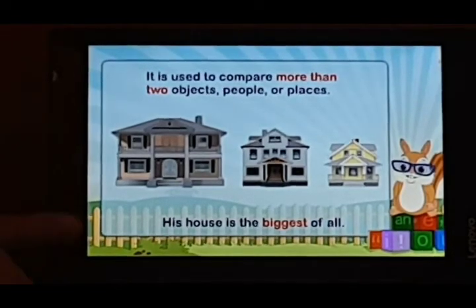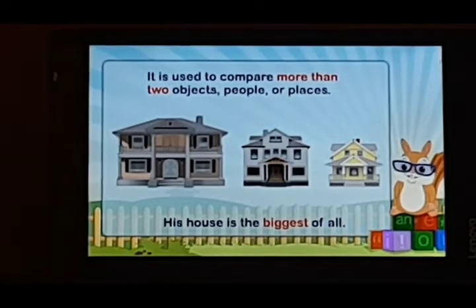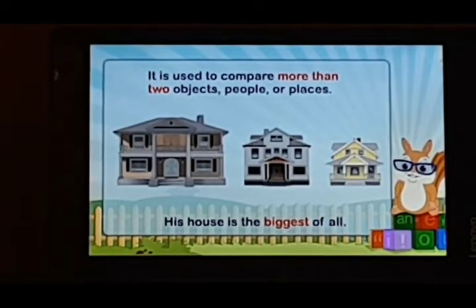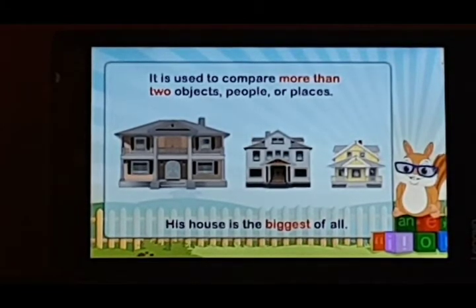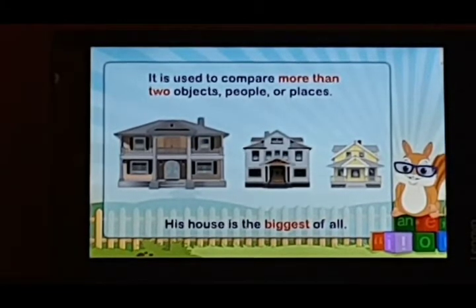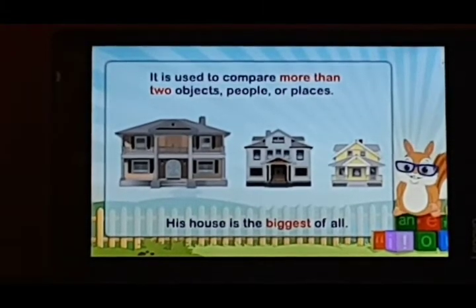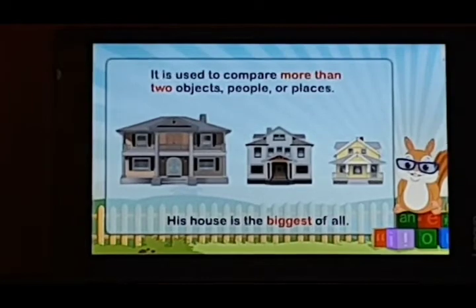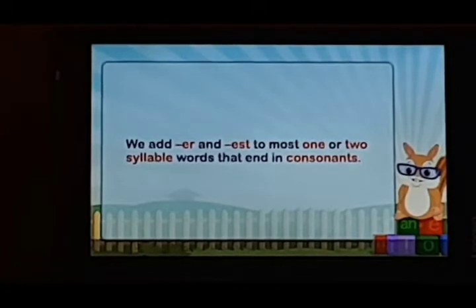When we are talking about the quality of a singular noun, we use the positive degree for that. But if we are comparing some quality between two nouns, we use the comparative degree and the word gets changed. And if we compare the qualities of more than two nouns, we use the highest degree, that is the superlative degree.